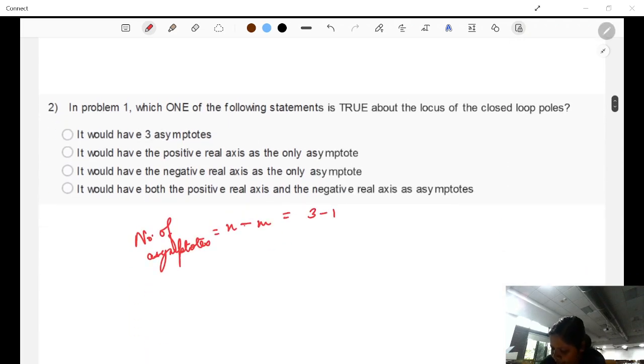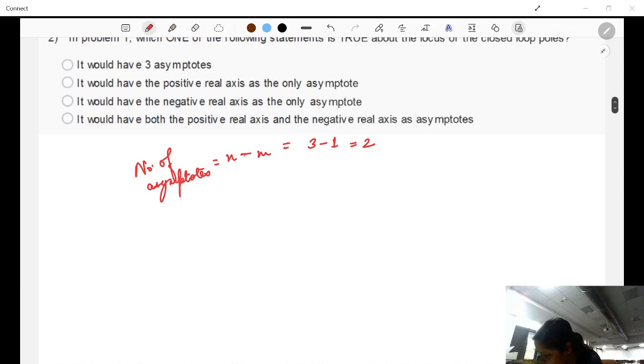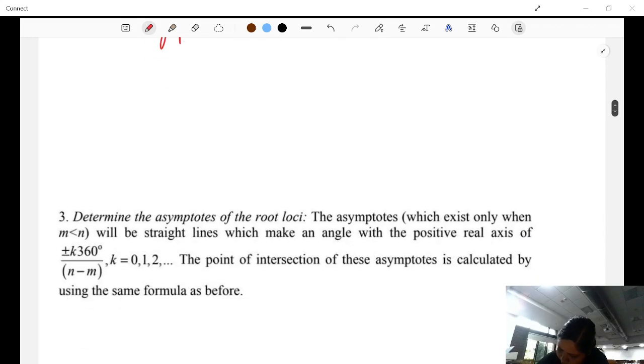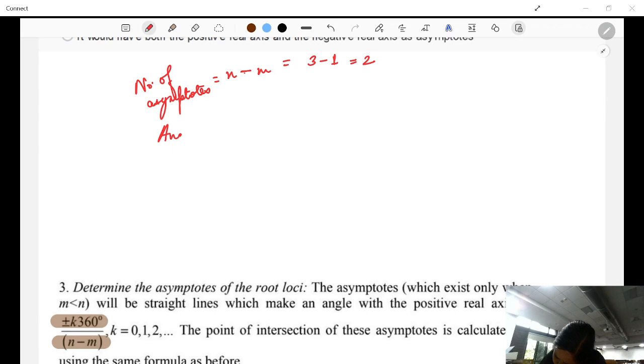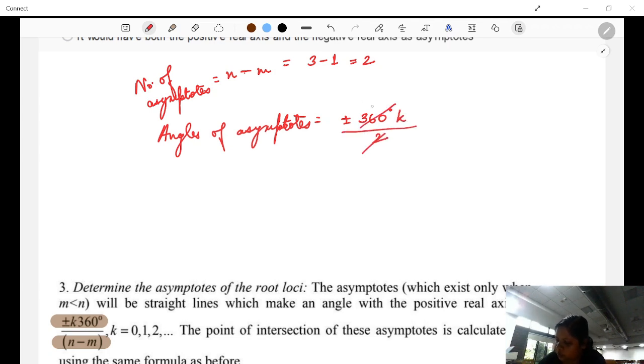So you are going to have 3 minus 1, that is 2 asymptotes. Now, how will these asymptotes look? Like at what angles would they be? The angle is given by this formula: plus minus k into 360 degrees upon n minus m. So the angle of the asymptotes would be plus minus 360 degrees into k upon 2. So it would take you to 180 degrees, where k is 0, 1, 2.